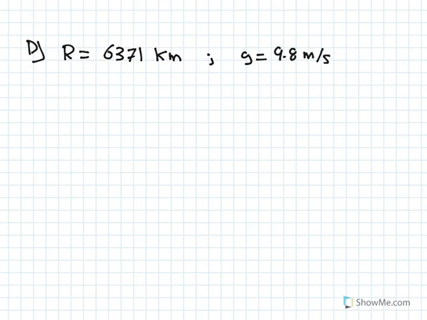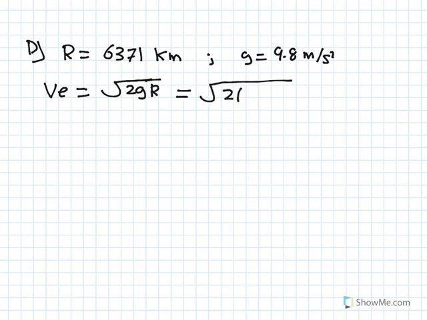Alright, so part D asks us to find the escape velocity for a rocket leaving Earth. And we're given that the radius of Earth is equal to 6371 kilometers. And gravity on Earth, g, is equal to 9.8 meters per second squared. So escape velocity, we derived that to be root of 2gr. And this is equal to root of 2 times 9.8 gravity times the radius of Earth, which is 6371. And the escape velocity, if we put this in, what do we get?